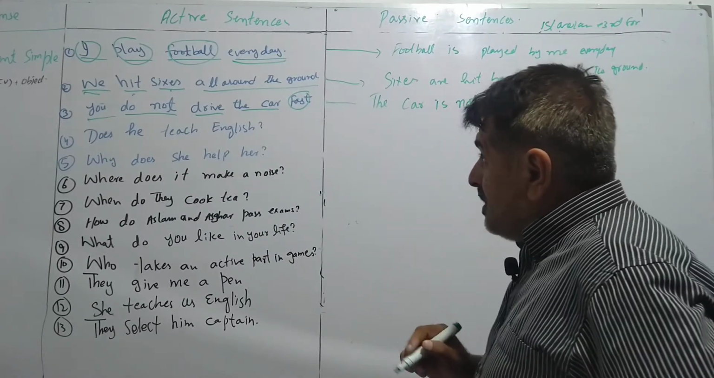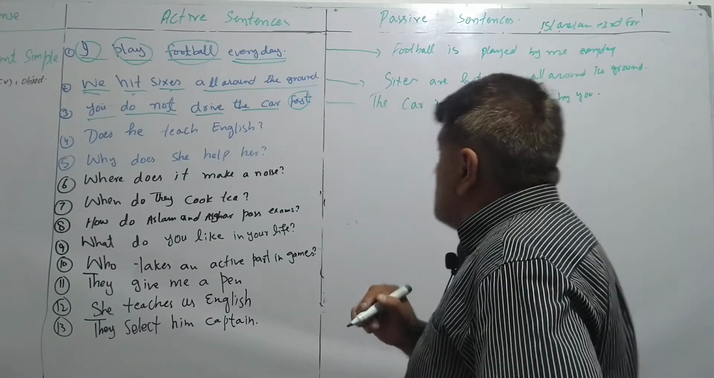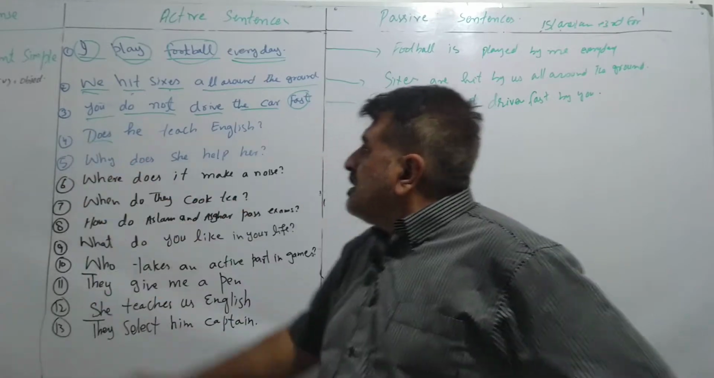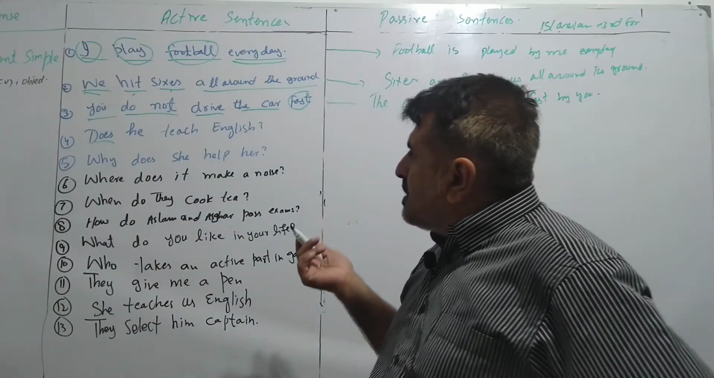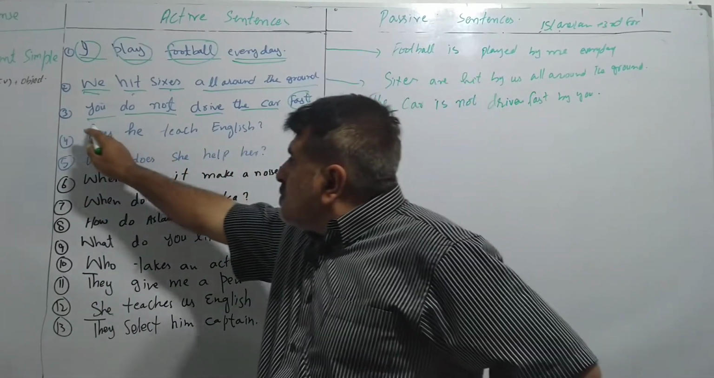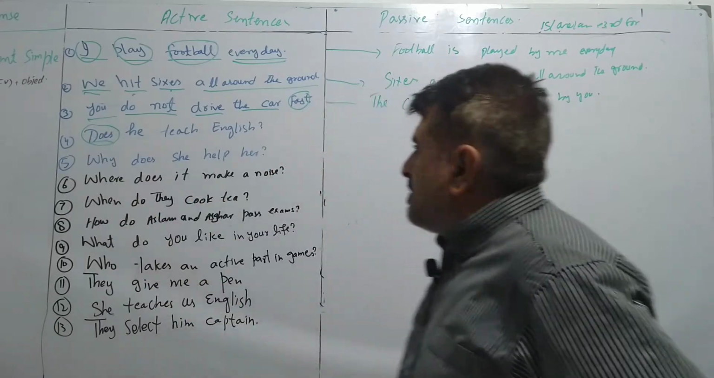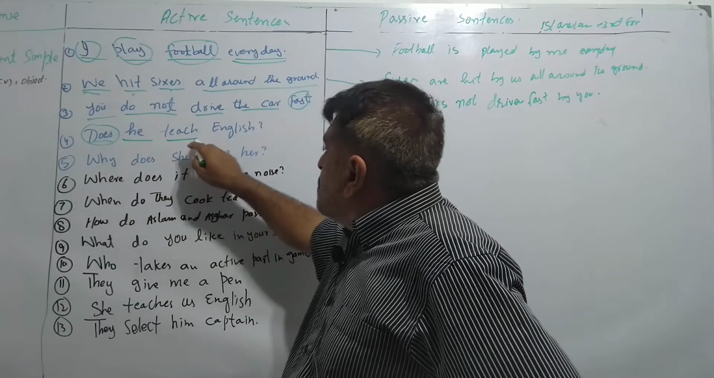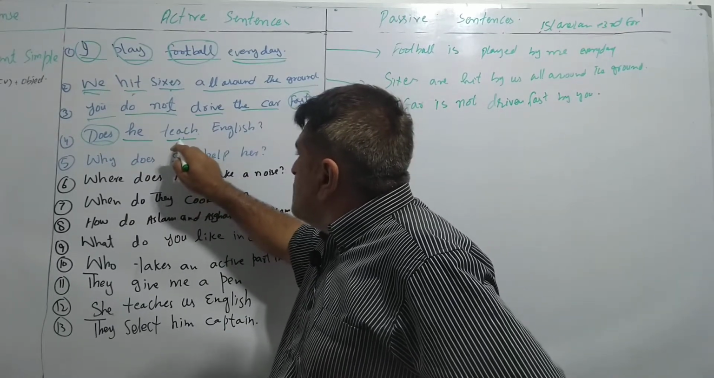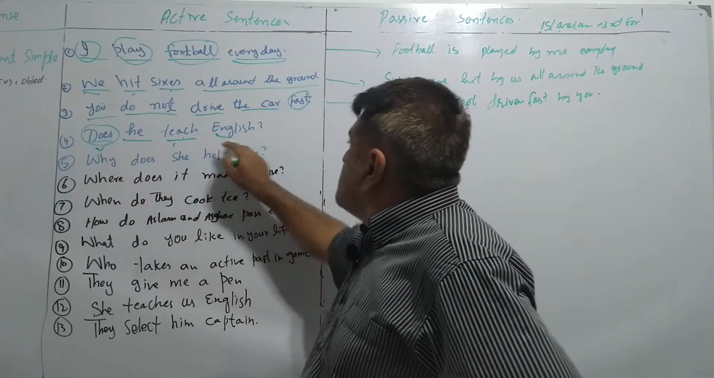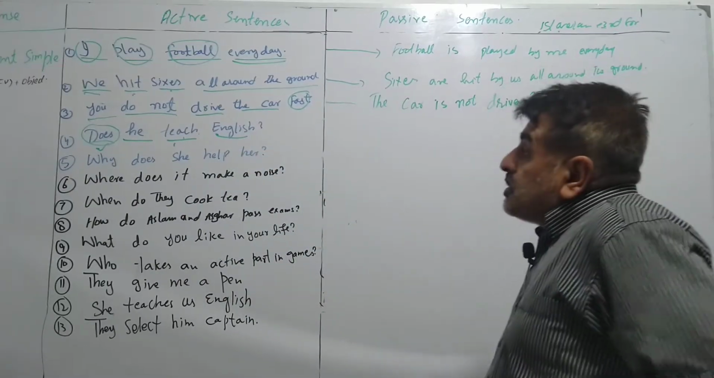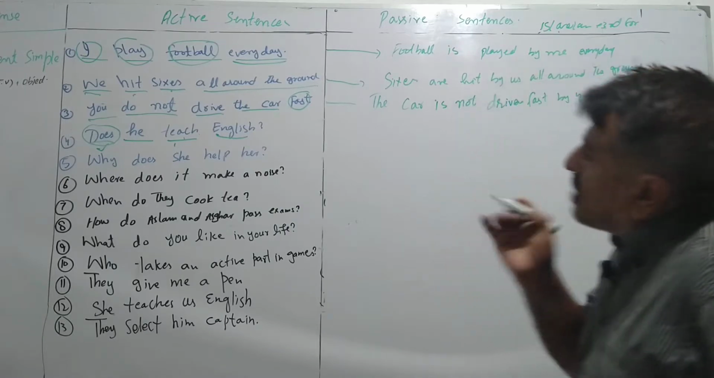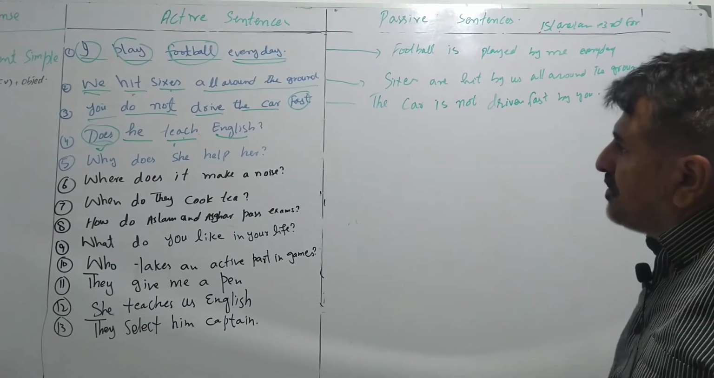Question. Suppose this is interrogative. For interrogative, you have a helping verb before your subject. This shows you that this tense is present simple. This one is your subject, this one is your verb, and this is your object. Now the active sentence is interrogative, so the passive should be interrogative.